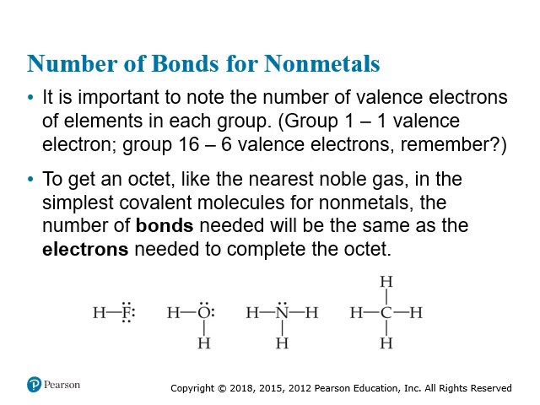Moving on. In order to get to an octet in covalent bonding, we're going to see nonmetals sharing electrons with one another. And in the simplest example of covalent bonding for nonmetals, we're going to see that the number of bonds needed will be the same as the number of electrons needed to complete the octet. So let's look at things like carbon and nitrogen and oxygen and fluorine, small nonmetal atoms.